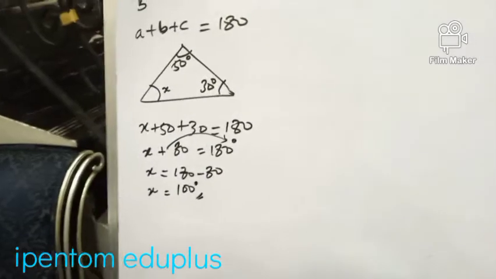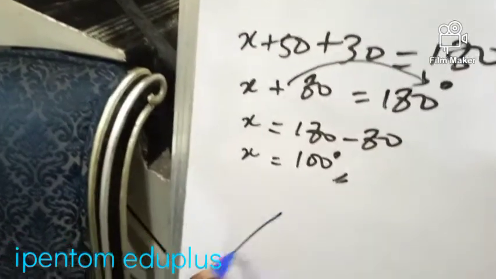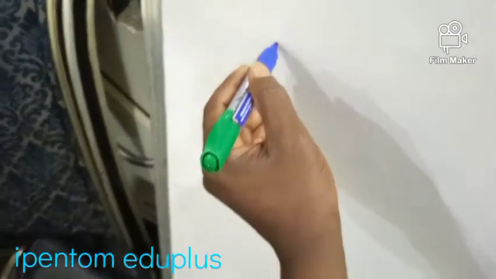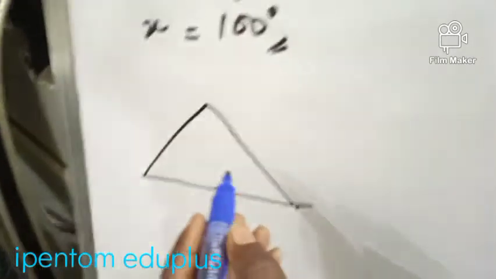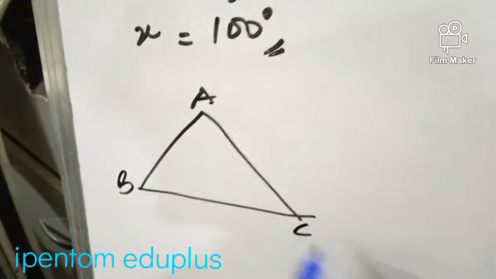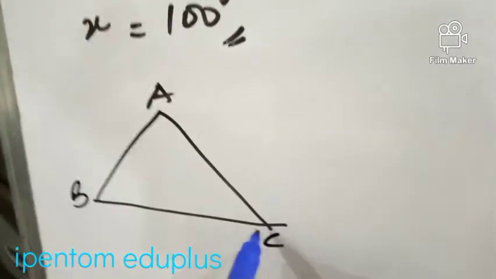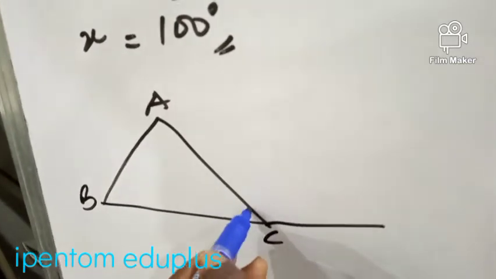At times you can be given the exterior angle. For example, if we have triangle ABC, and the line BC is extended, that means we are going to have another angle outside.